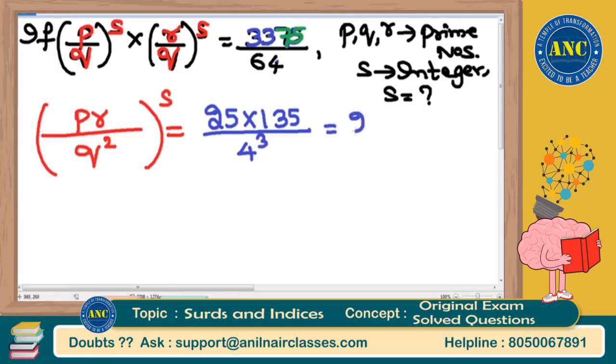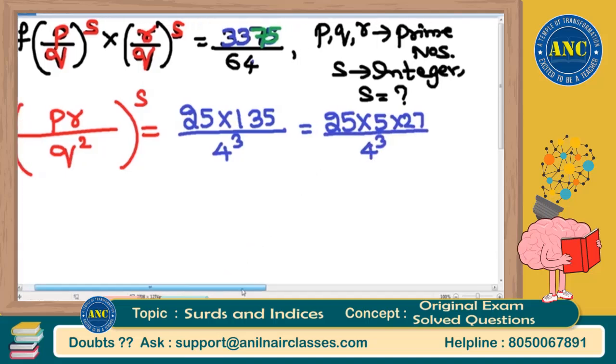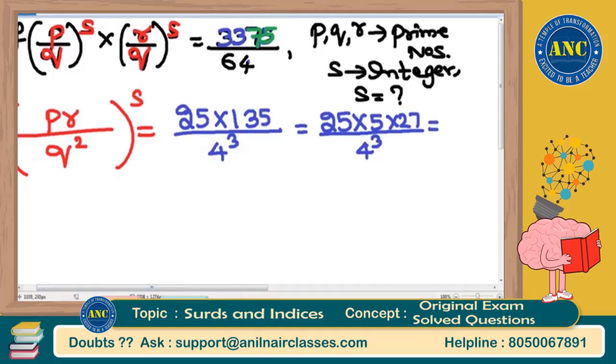Similarly, 125 can further be expressed as 25 into 5, and 27 over 4 power 3. If I simplify further, 25 is 5 square into 5, which is 5 power 3, and 27 is 3 power 3, divided by 4 power 3.